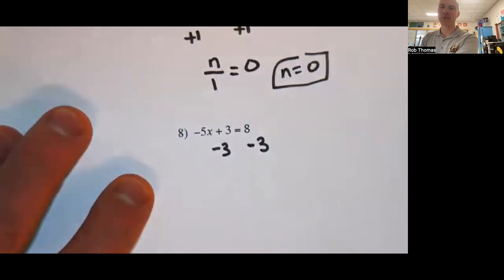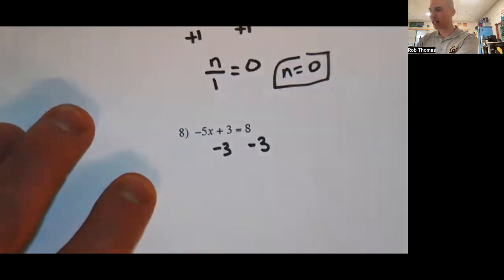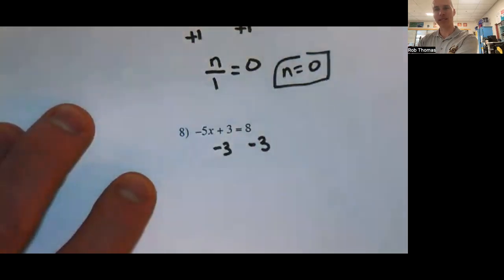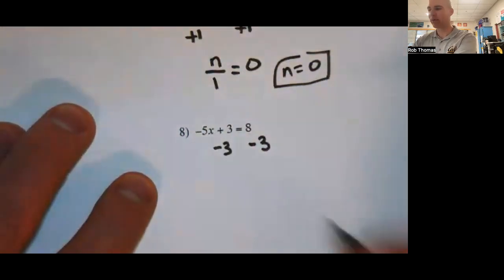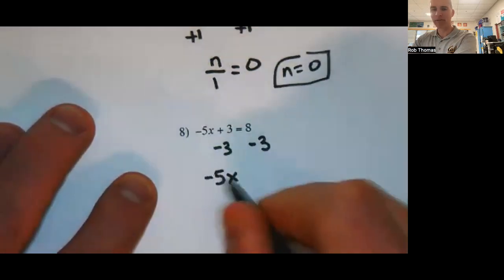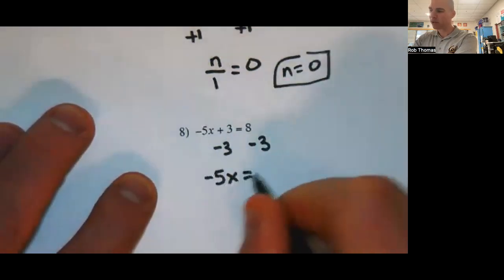And so I'm going to subtract 3 from both sides of the equation. This plus 3 and this minus 3 create a 0. That's what we say when we say they cancel each other out. And so we're left with -5 times x equals 5.